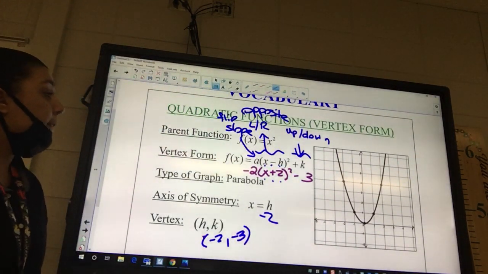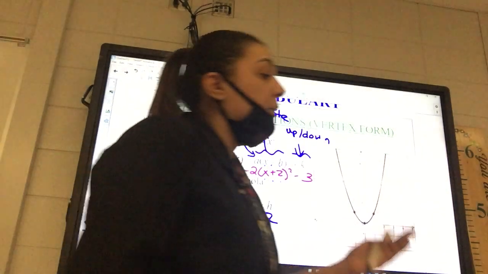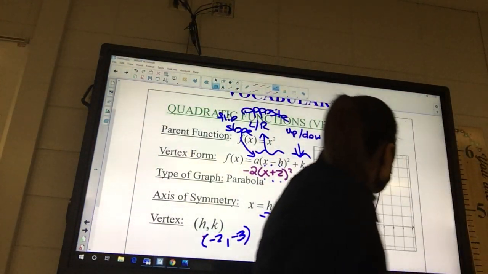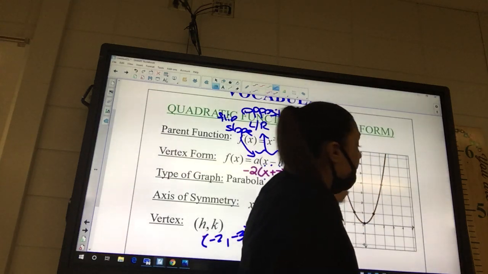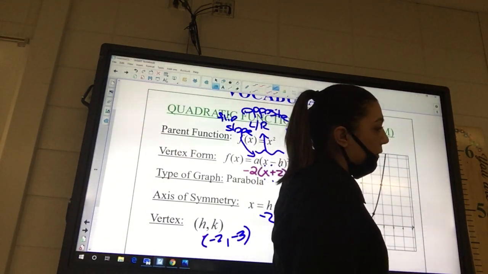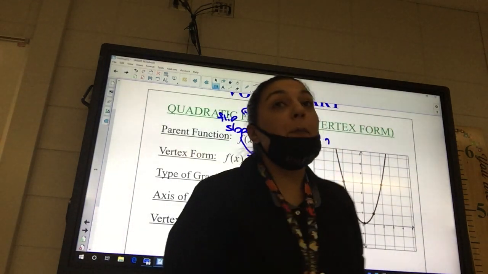Okay, and then how we tell if it's a max or a min is going to depend on which way the graph is faced. So on this one, look at the point, the vertex. Is it at the bottom of the graph or is it at the very top of the graph? Bottom. It's a bottom, so it's a minimum point.